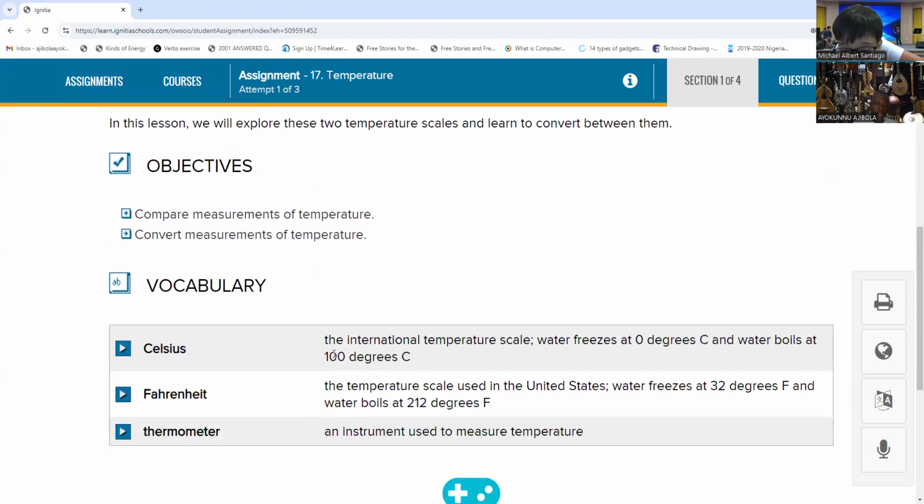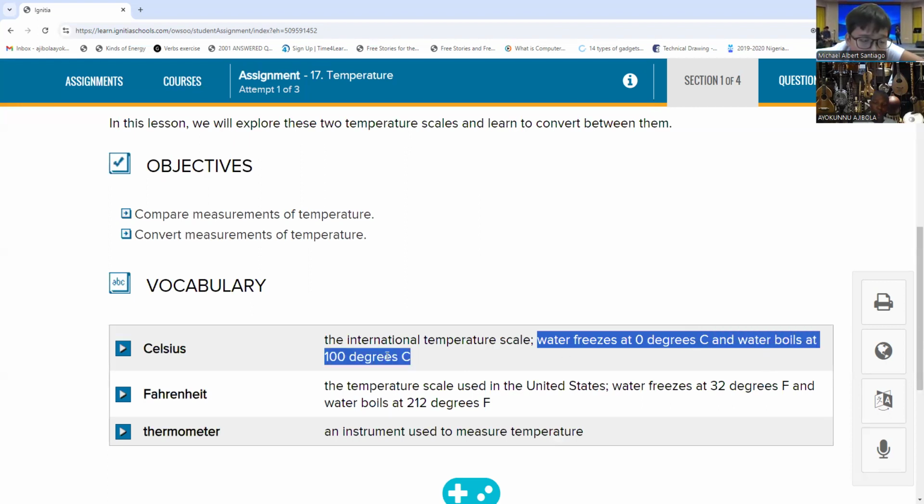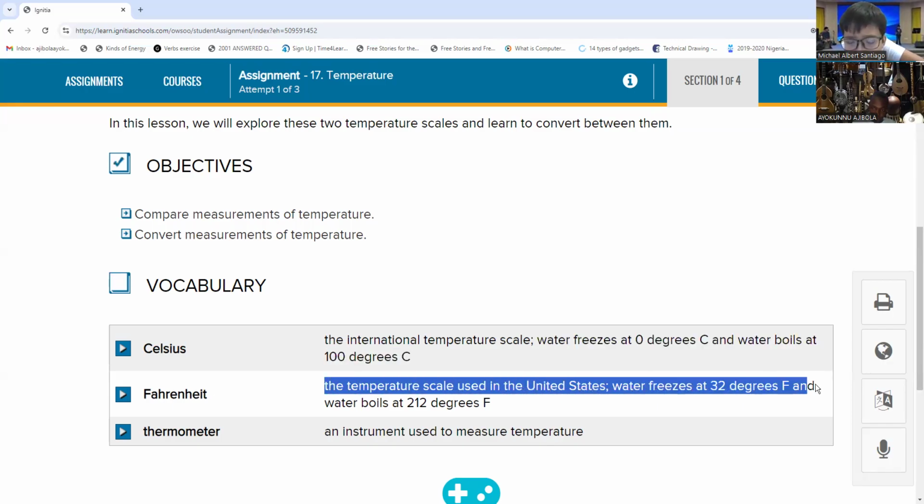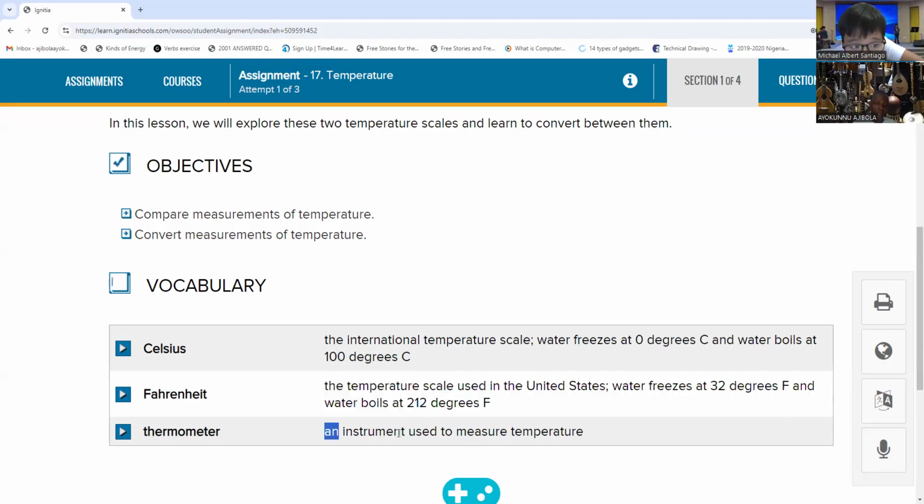And we've been able to see that the Celsius unit is the international temperature scale. Water freezes at 0 degrees Celsius and it boils at 100 degrees Celsius, while Fahrenheit is the temperature scale used in the US. Water freezes at 32 degrees Fahrenheit and boils at 212 degrees Fahrenheit. And the instrument for determining temperature is the thermometer. Is that clear?